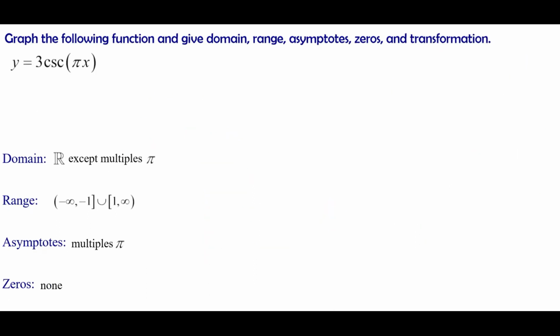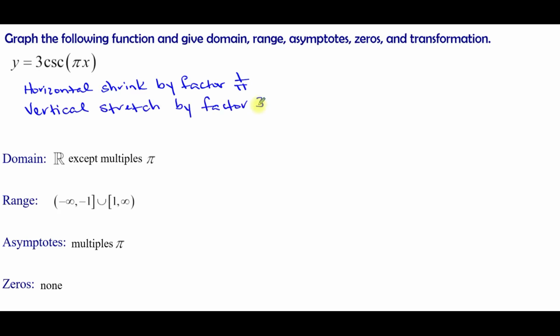All right, so here's a similar example. Again, I'm going to talk about my transformations first. So I'm going to deal with this pi. 1 over pi is going to be a number that is less than 1. So this is going to be a horizontal shrink by a factor of 1 over pi. And then the 3 out front is going to be my vertical stretch by a factor of 3.